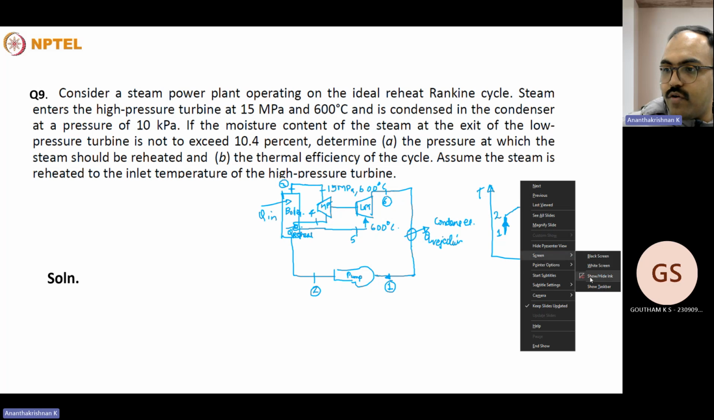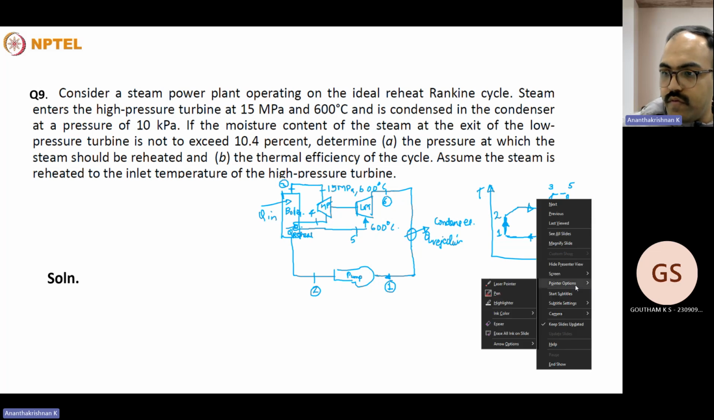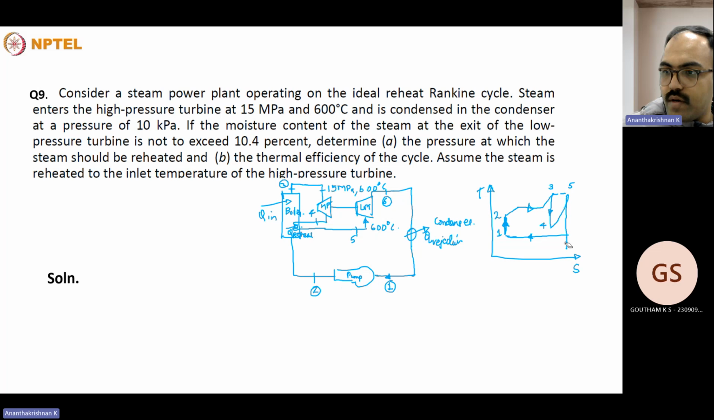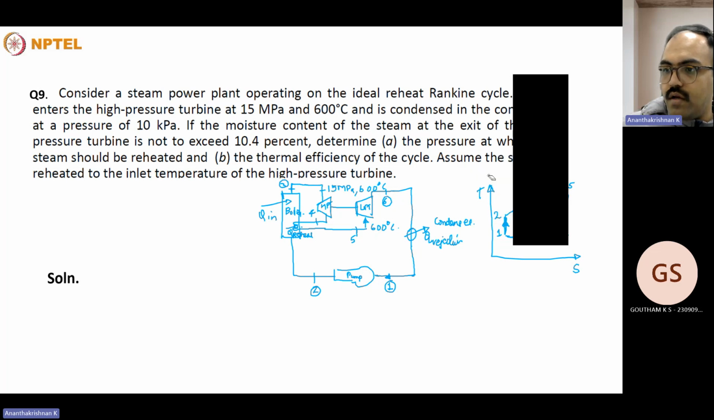I can draw the vapor dome afterwards. Otherwise, it can become so confusing. So it expands in the low pressure turbine to the same condenser exit point. This will be state point 6. So we do not know whether this will be coming inside a vapor dome or not, but for the time being, I'm putting it inside the vapor dome.